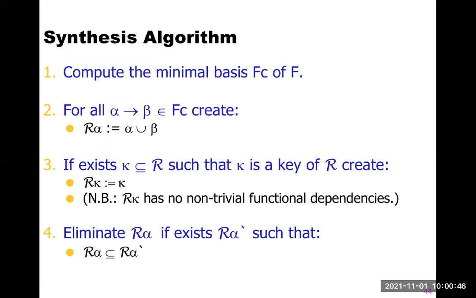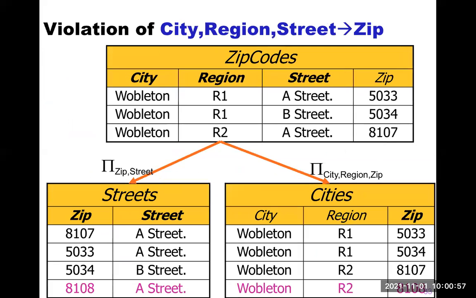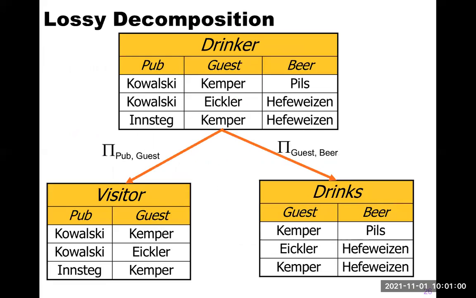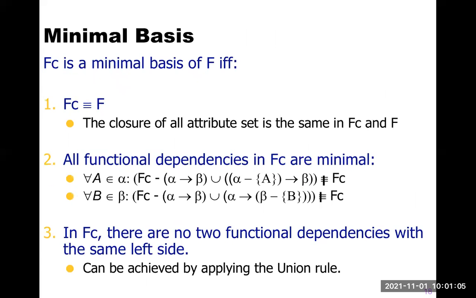We need to find minimal coverage, and minimal basis is a minimal coverage of functional dependencies. And let's return to this idea. What's a minimal basis or minimal coverage of a set of functional dependencies? We may check two sets of functional dependencies. F is our original set and some other set that we check whether it's minimal or not.